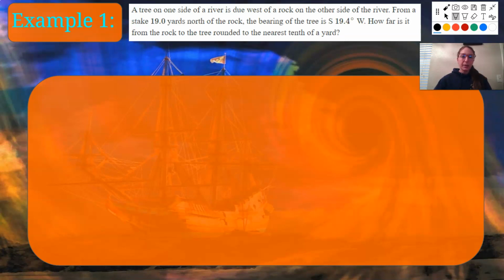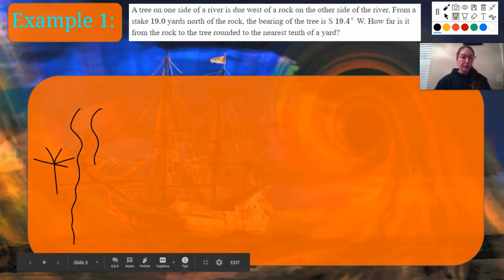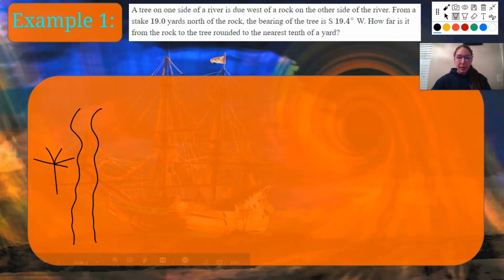Okay, so there's a river, there's a tree on one side of this river, flowy river, and then there's a rock on the other side, due west, right? So remember, never eat soggy waffles. The tree is on one side, due west of a rock. So the tree is west of the rock. So the rock is directly over here.